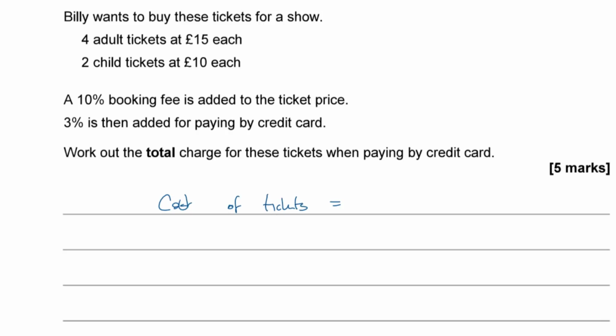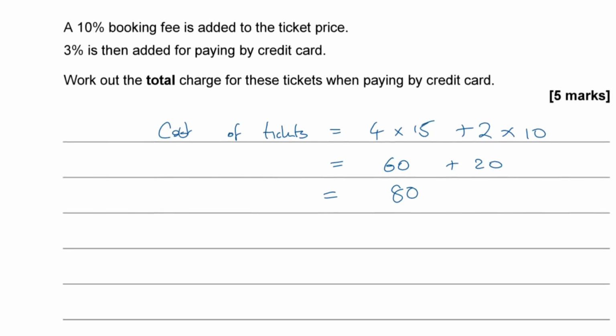It's going to be my 4 adult tickets at £15 each, plus my 2 child tickets at £10 each. 4 15s are 60, 2 10s are 20. Adding those together gives me 80. So the cost of the tickets is £80.